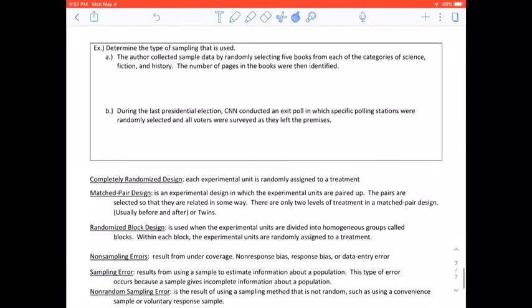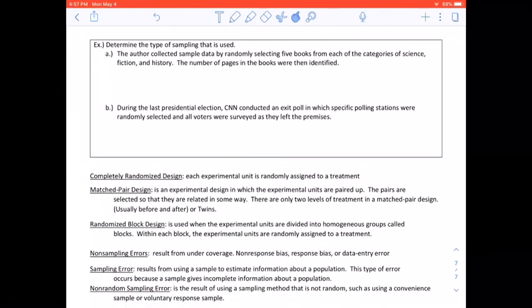The next example says determine the type of sampling that is used. Part A, the author collects sample data by randomly selecting 5 books from each of the categories of science, fiction, and history. The number of pages in the books were then identified. So they split the types of books into different categories: science, fiction, and history. Since they put these into groups, and these are mutually exclusive or non-overlapping groups, and they randomly selected 5 books from each of these categories, this is an example of stratified sampling.